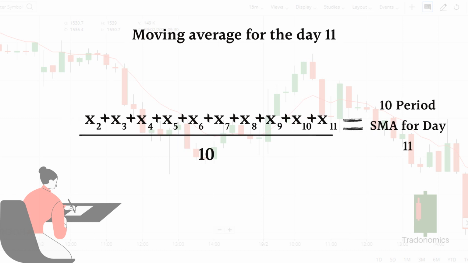To calculate the 10 SMA for the 11th day, we would remove X1 from the list and add X11 to it. So the numbers in the data set are changed now. This is the SMA for day 11. With every next day, we would leave the previous day's price and add the next day's price in the list. So the total numbers in the list would always be 10 and the data in the list is changing continuously. This is how a simple moving average is calculated.